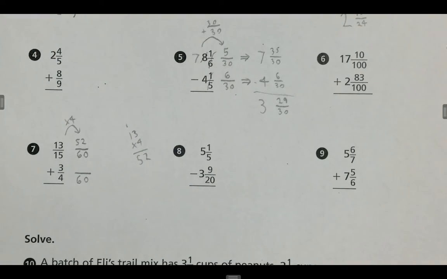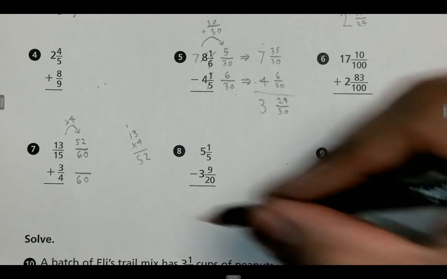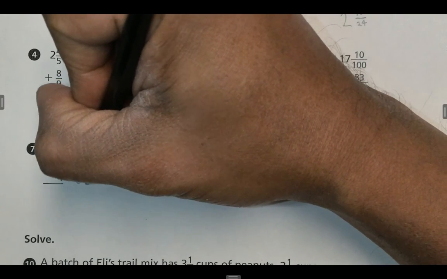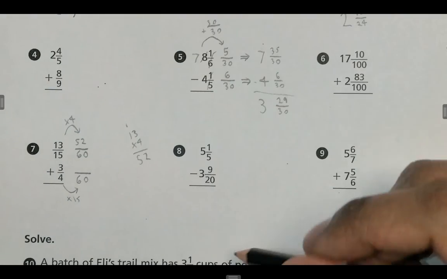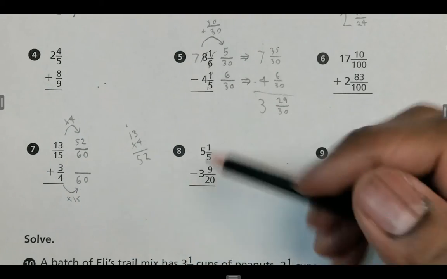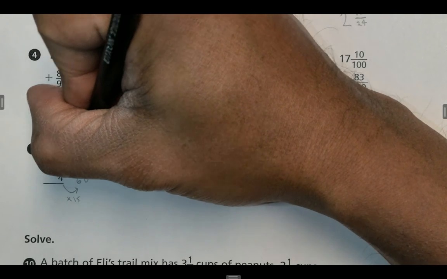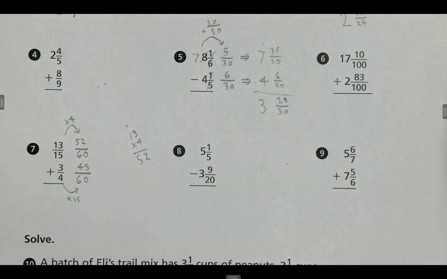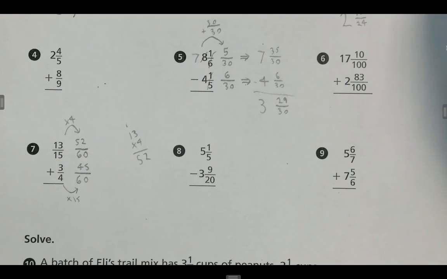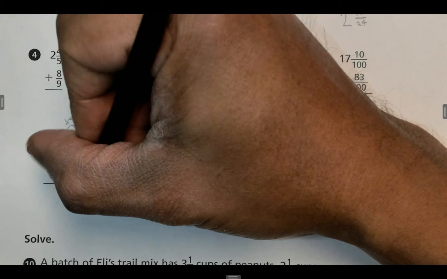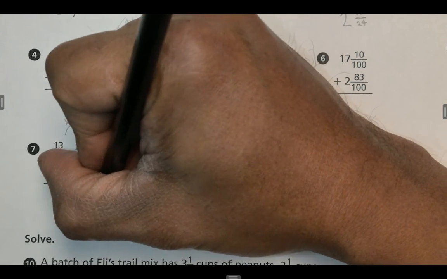4 times what is 60? Well, actually 4 times 15. So for my numerator, 3 times 15 is 45. Now my denominators match. I add my numerators up. And you can do this as a side calculation or possibly mental math. 52 plus 45 is 97. The denominator stays as 60.